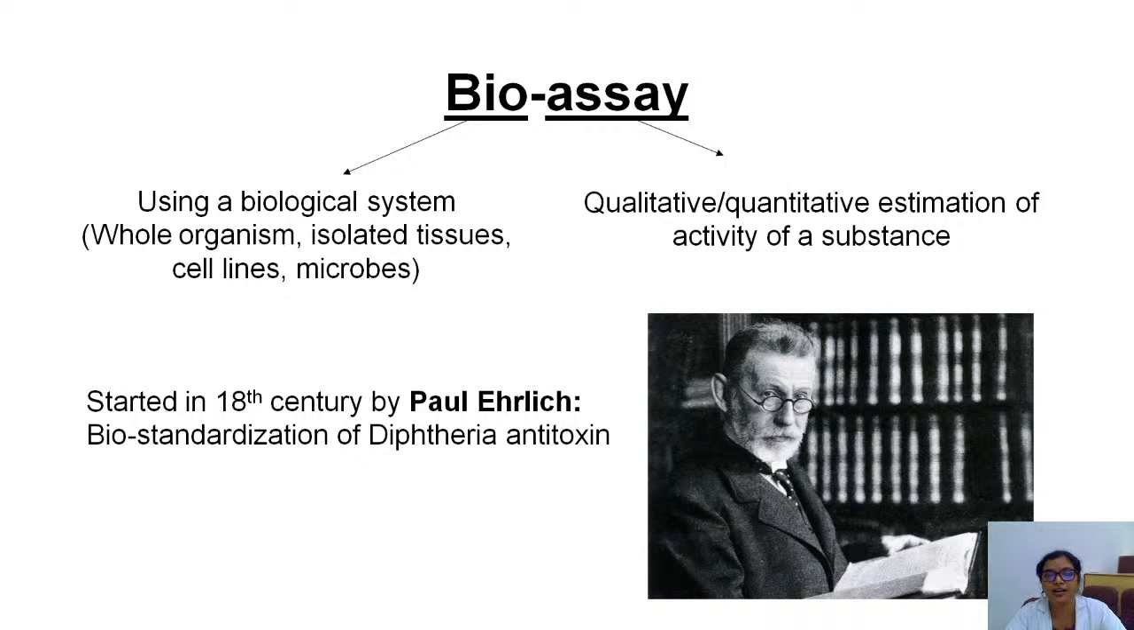There is a variety. Even when you are testing a drug in a human, studying the pharmacokinetics, that is also a biological assay. But what we are going to emphasize are the assays which we do on isolated tissues. So the discussion we are going to follow is about assays done on isolated tissues. It was first done in the 18th century by Paul Ehrlich, who standardized the diphtheria antitoxin, that is, how much antitoxin is neutralizing the diphtheria toxin, the toxin produced by the diphtheria bacilli. This was the first bioassay done, and the credit goes to Paul Ehrlich.